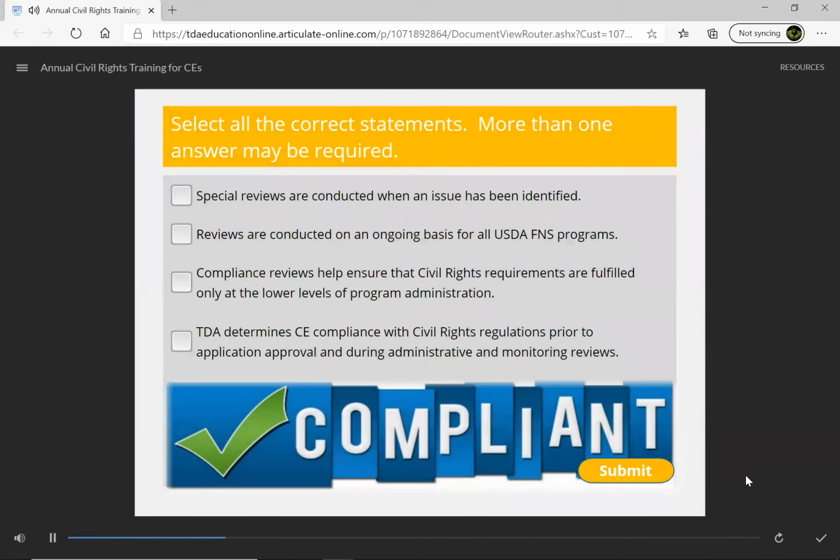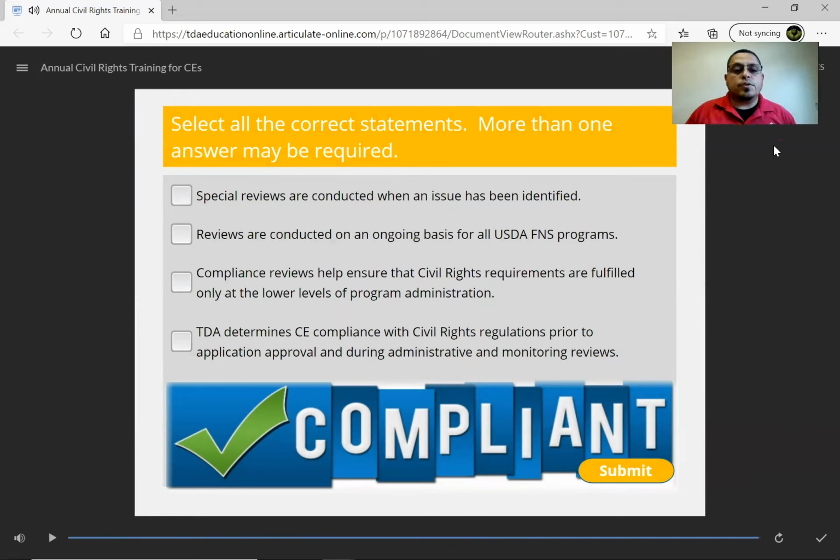Select all the correct statements pertaining to compliance reviews. More than one answer may be required. Good luck. Special reviews are conducted when an issue has been identified. Reviews are conducted on an ongoing basis for all USDA FNS programs. Compliance reviews help ensure that civil rights requirements are fulfilled only at the lower levels of the program administration. TDA determines CE compliance with civil rights regulations prior to application approval and during administrative and monitoring reviews.